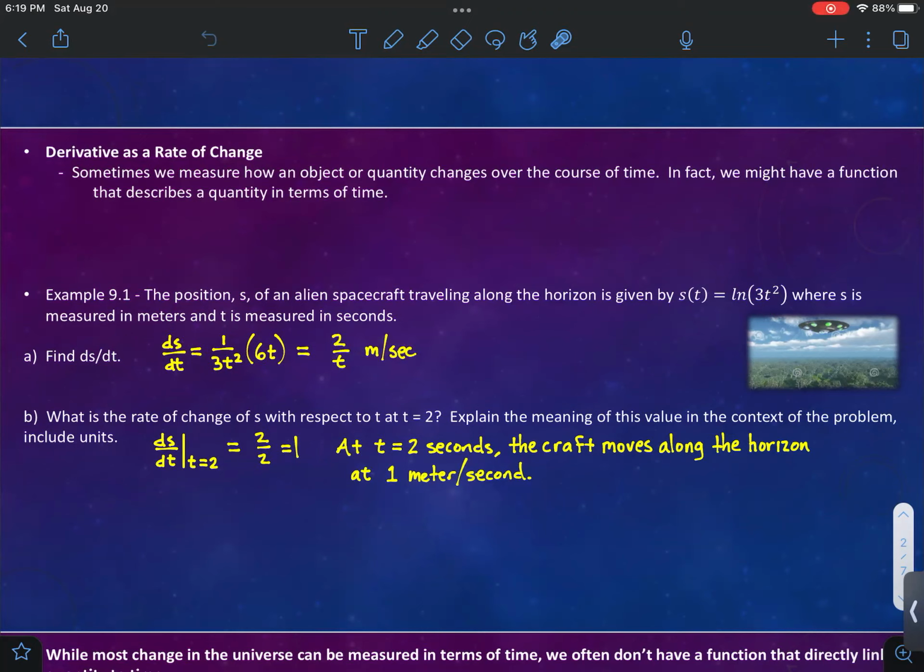Once we have the rate of change of this position, we can plug in numbers like t equals 2 to find a rate of change at a certain time. Explain the meaning and context. Be prepared to do this. It's fairly common in AP prompts. Here we would say at a time of 2 seconds, the spacecraft is moving on the horizon at 1 meter per second.